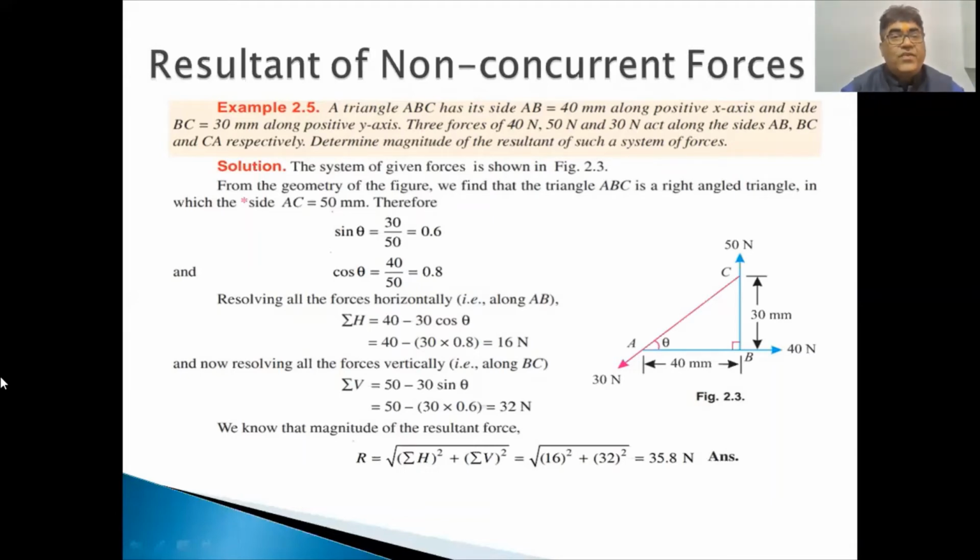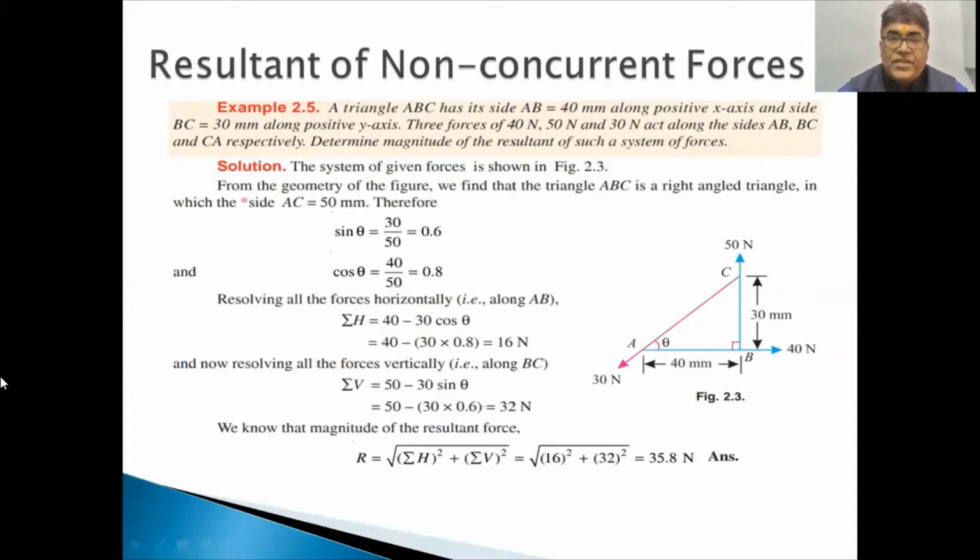So students, moving forward to the next example: our triangle ABC has its side AB equal to 40 Newton along the positive x-axis and side BC equal to 30 Newton along the positive y-axis. Three forces of 40 Newton, 50 Newton and 30 Newton act along the sides AB, BC and CA respectively. Determine the magnitude of the resultant of such a system of forces.